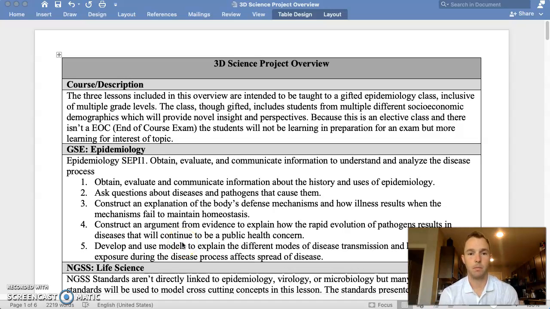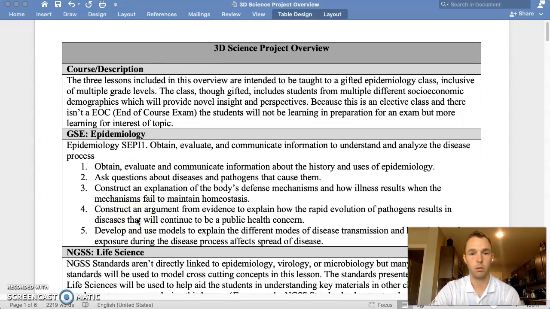Hey guys, so my science project, my lesson plan is for a gifted epidemiology class. It's a new elective in Georgia. I'm going to be a new teacher next semester in grades 9 through 12, so I'm definitely going to be teaching some electives. So I wanted to kind of step into the role and look at epidemiology because it's something that I'm really interested in.